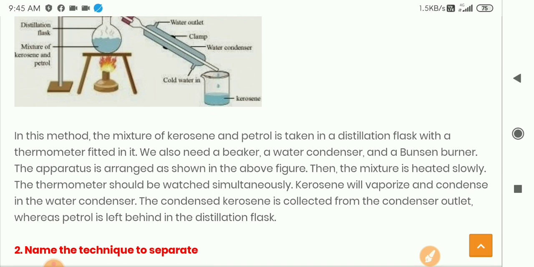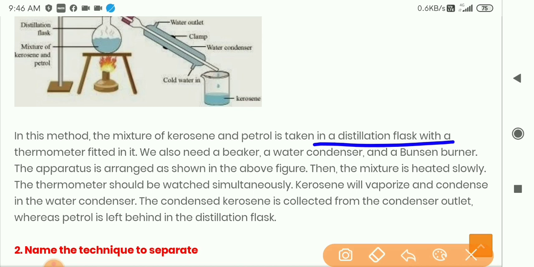In this method, the mixture of kerosene and petrol is taken in the distillation flask, and then with the thermometer fitted in it, we also need a beaker, a water condenser, and a Bunsen burner. The apparatus is arranged as shown in the figure above, and then the mixture is heated slowly. The thermometer should be watched simultaneously. Continuously, we have to keep on watching the thermometer. Kerosene will be vaporized and condensed in the water condenser. The condensed kerosene is collected from the condenser outlet, while the petrol is left behind in the receiver.